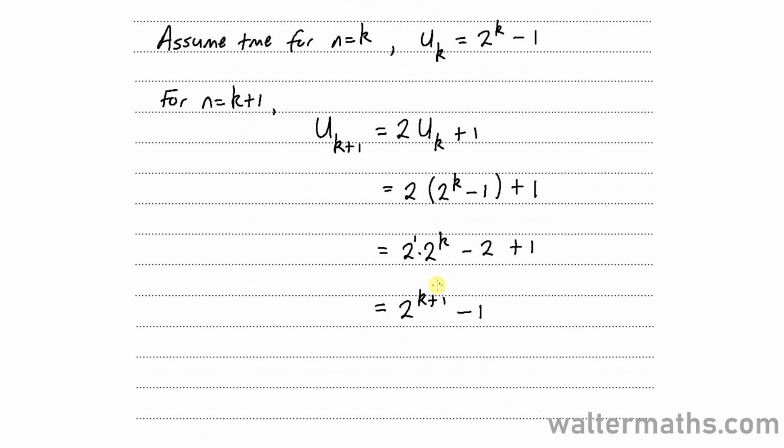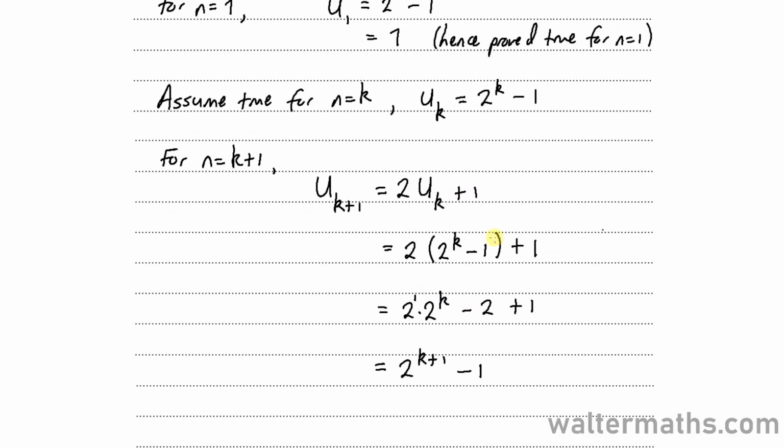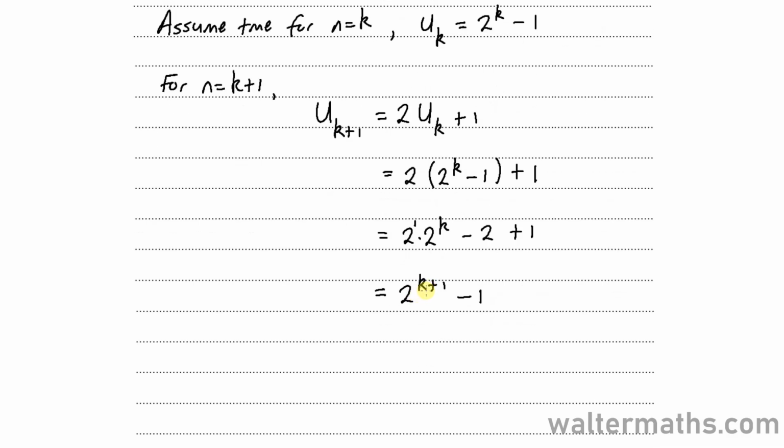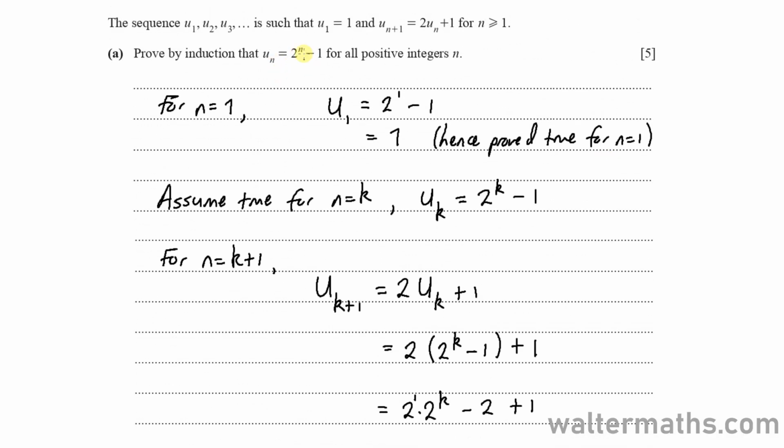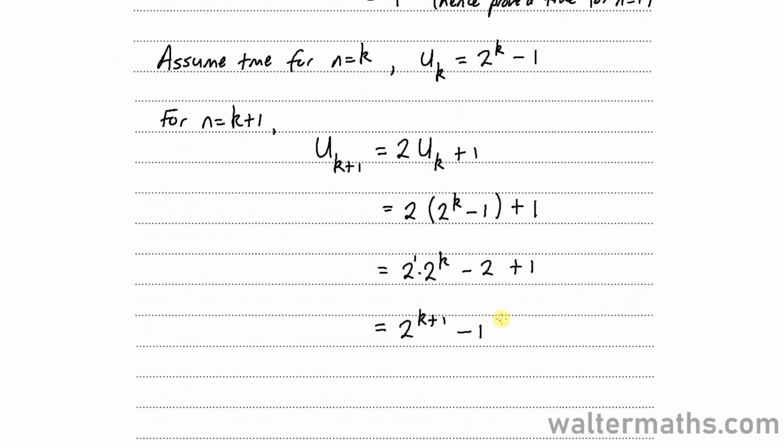Now what we have here is showing us that the sequence formula is true also when n is equal to k plus 1. Just think of if you were going to replace n with k plus 1, that would be 2 to the power of n minus 1, which is the same form for the nth term formula here. So this is true. So I can say, hence proved true for n is equal to k plus 1.